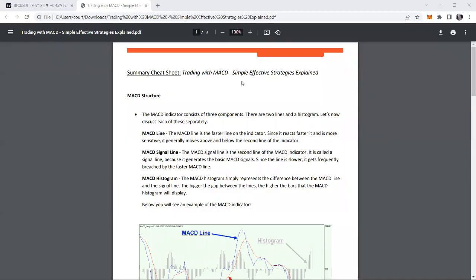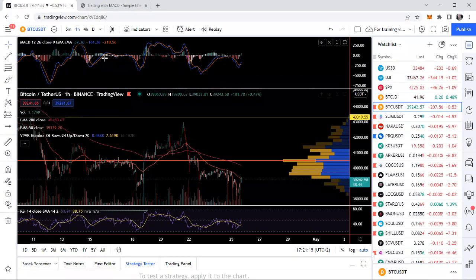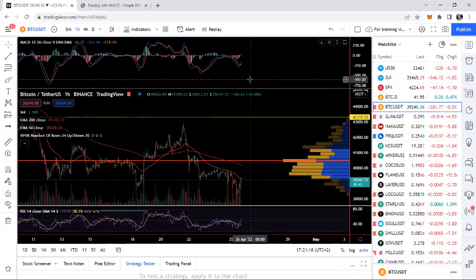Today I'm going to show you the MACD. So on your chart, this top one here that I placed on the top is your MACD.